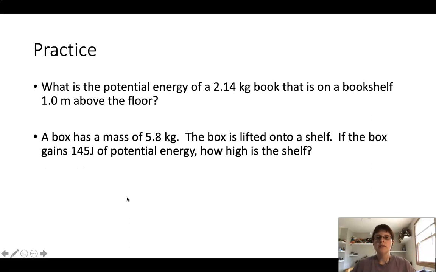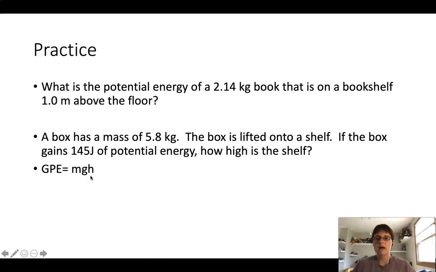The second problem is a little more difficult because you have to rearrange the equation. What I do is set it up in the same way and then move the numbers around as I need to solve. Here, a box has a mass of 5.8 kilograms. The box is lifted onto a shelf, so we know we're working with gravity again because we're lifting. If the box gains 145 joules of potential energy, how high is the shelf?